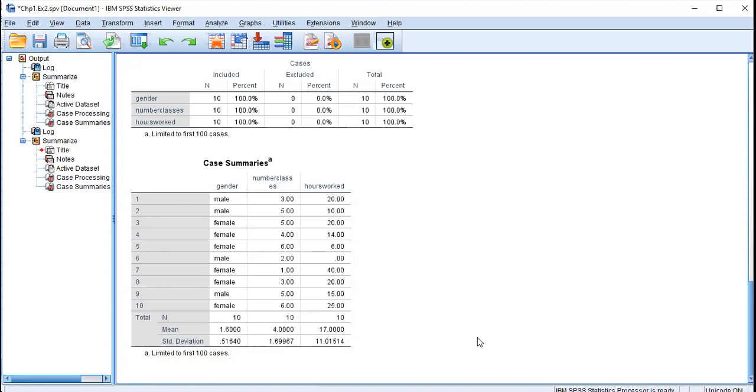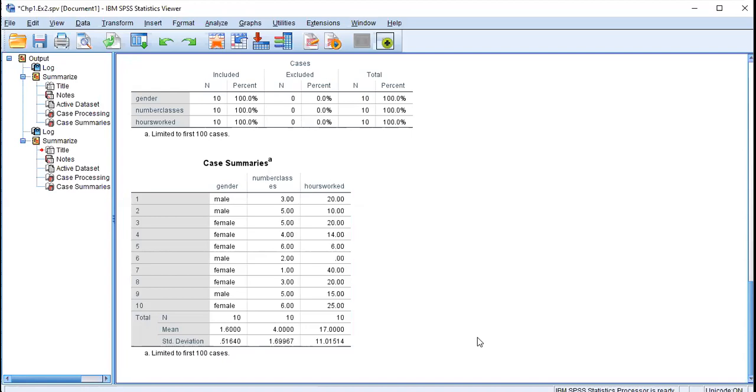This means that there's a huge gap between the minimum and maximum values when it comes to number of classes or hours worked. And you can simply guess from the data itself. When it comes to number of classes, the minimum value we have got is 1 and the maximum value we have got is 6. So values are fluctuating, and that's only for a sample size of 10.